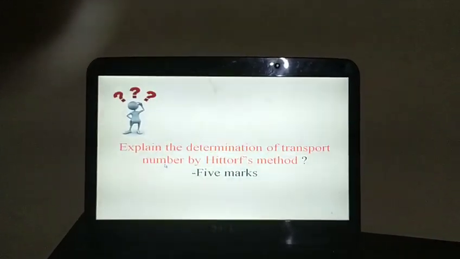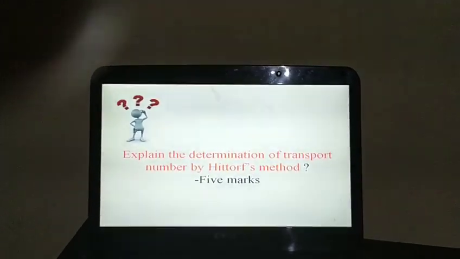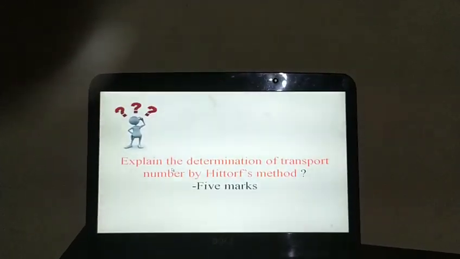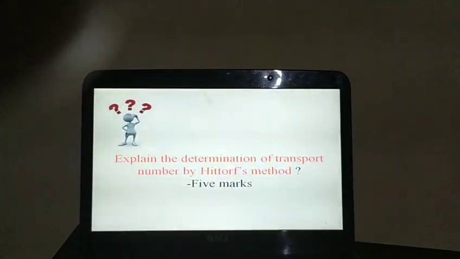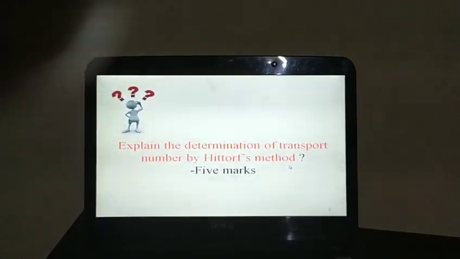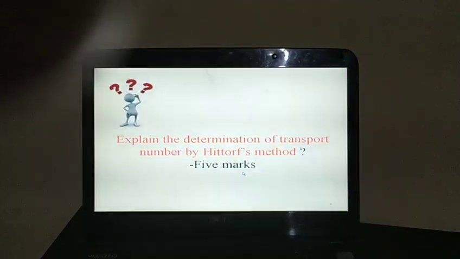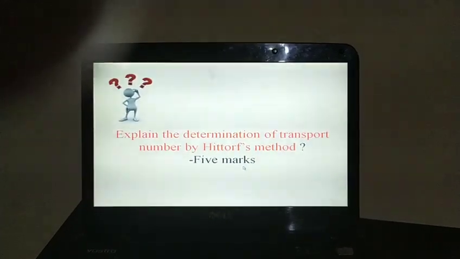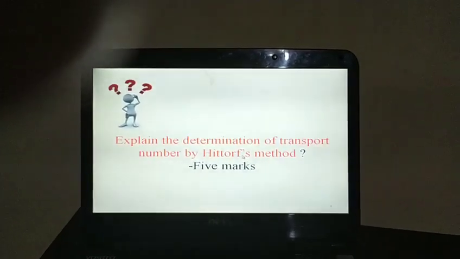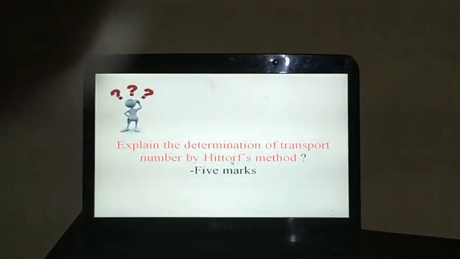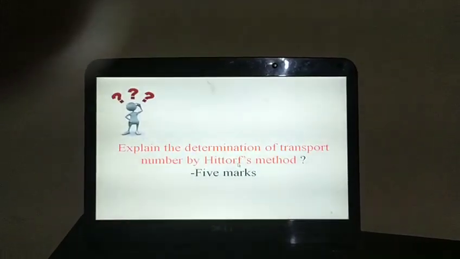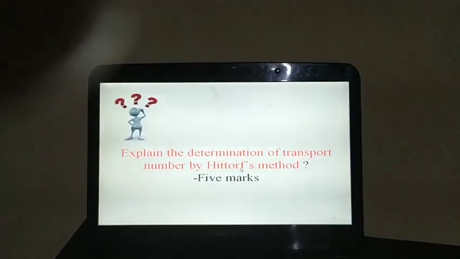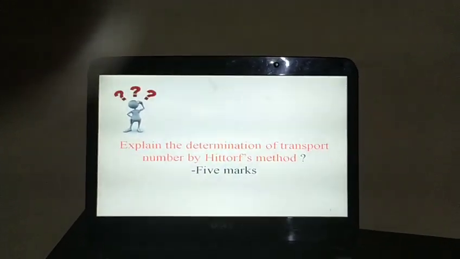Now what is the possible question to be asked in the examination? Explain the determination of transport number by Hittorf's method. It is a 5 marks question, a very important question to be asked in the examination. You have to write a neat labeled diagram of Hittorf's apparatus, and explain the experimental procedure and the calculation and observation part.